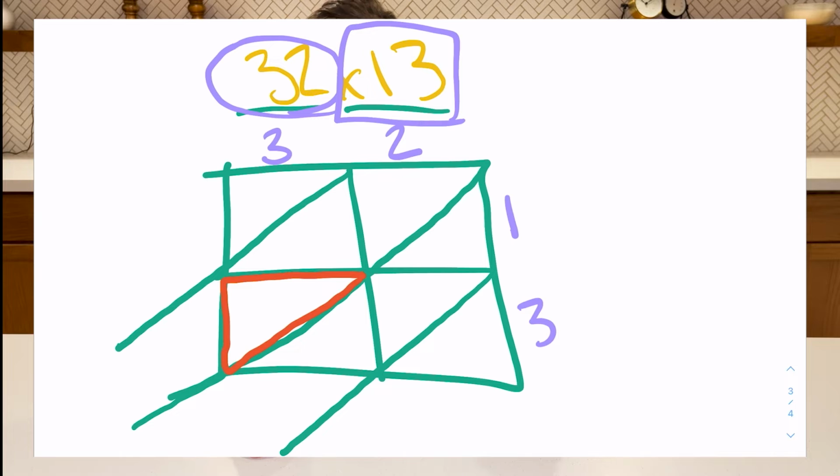Here we go. So let's just do this one by one. 2 times 1 is 2. So I'm gonna put a 0 here and a 2 here. 2 times 3 is 6. So I'm gonna put a 0 here and a 6 there. Next, 3 times 1 is 3. And 3 times 3 is 9.